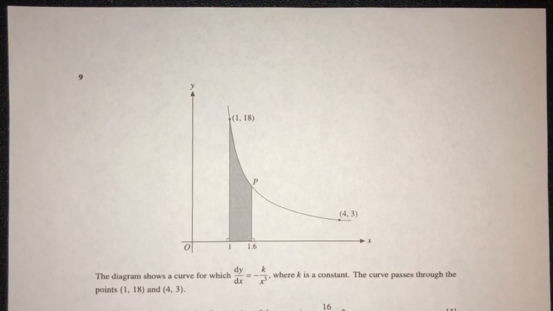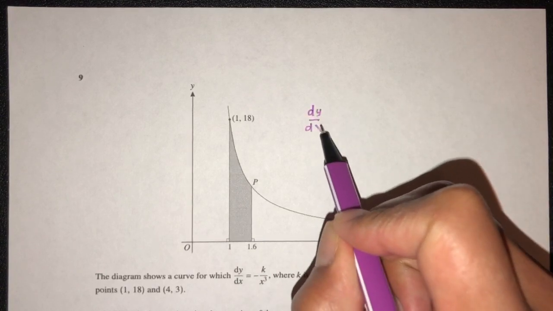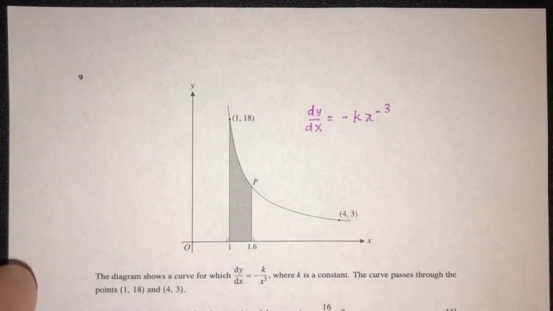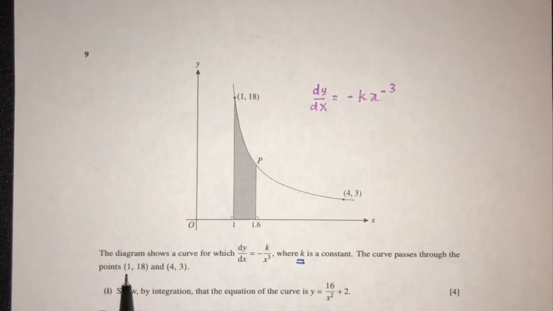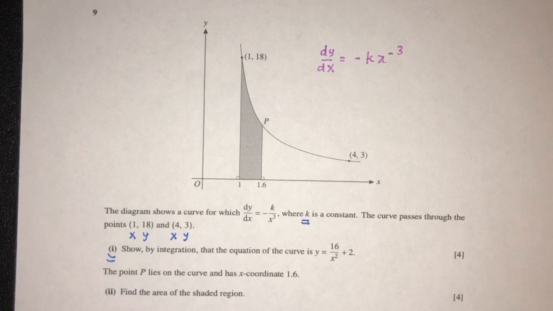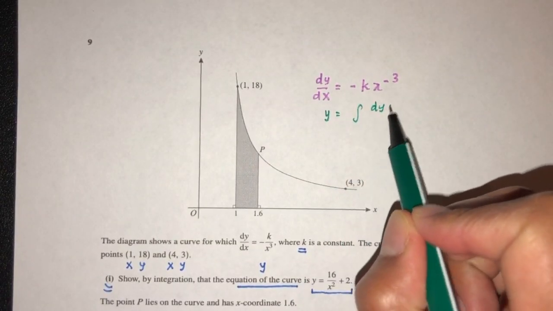The diagram shows a curve for which dy by dx is given by this. So right now we know dy by dx is going to be minus k x power minus 3, where k is a constant. The curve passes through the points this and this, that is my x value and my y value. Now part 1, we have to show by integration that the equation of the curve is equal to this. So now we understand the equation of the curve is asking you to find the value of y. As we have seen in the past as well, to find y we have to integrate dy by dx. So let's do that.